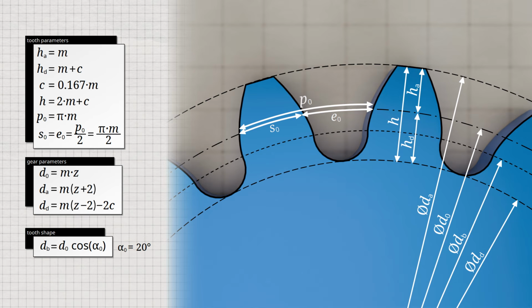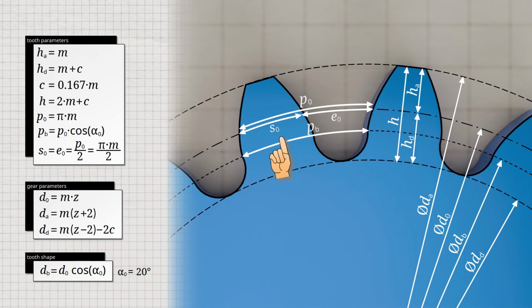Since the diameter of the base circle is known, the pitch of the teeth can be related not only to the pitch circle, but now also to this base circle. This is referred to as the base pitch PB. Since the base circle diameter is obviously smaller than the pitch circle diameter by the factor cosine alpha 0, the pitch on the base circle is also smaller by this factor. The formula shown therefore applies to the pitch of the teeth on the base circle.